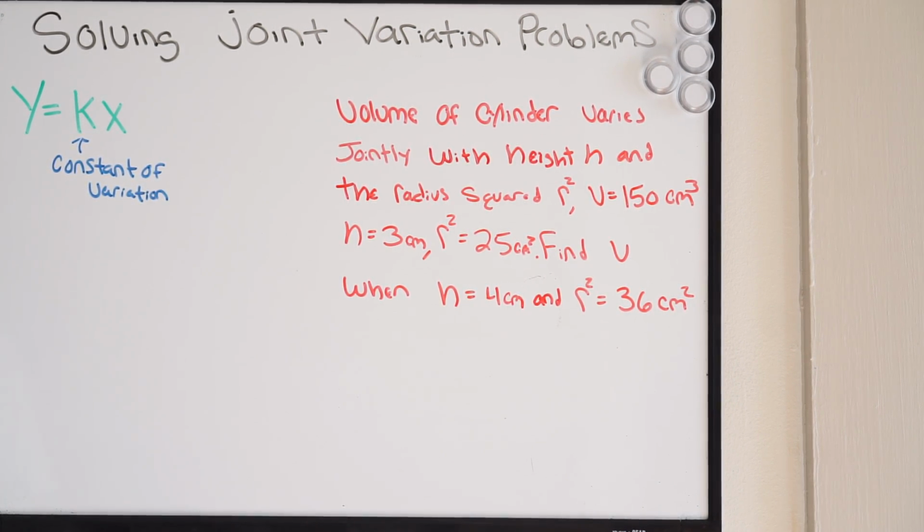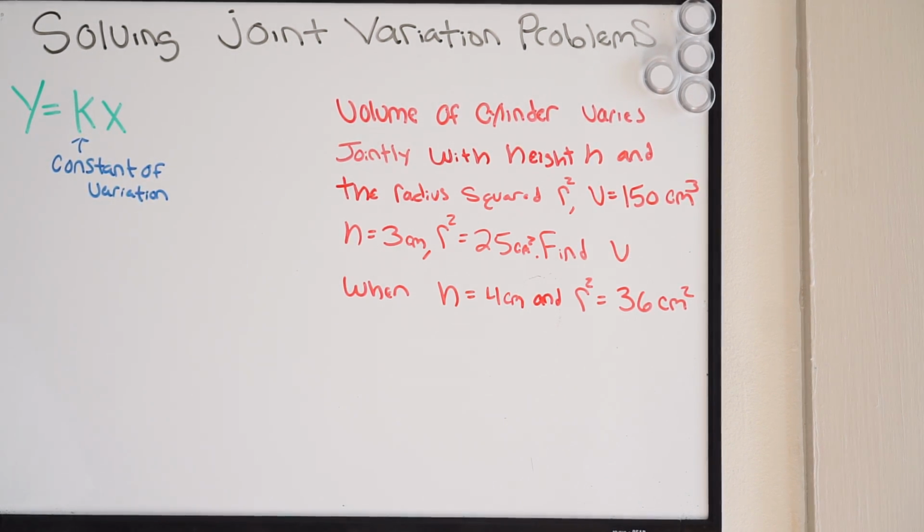It says, volume of cylinder varies jointly with height h, and the radius squared, r squared. It says the volume equals 150 centimeters cubed, the height equals 3 centimeters, and the radius squared equals 25 centimeters squared. Right? It says find the volume, or V, when the height equals 4 centimeters and r squared equals 36 centimeters squared.